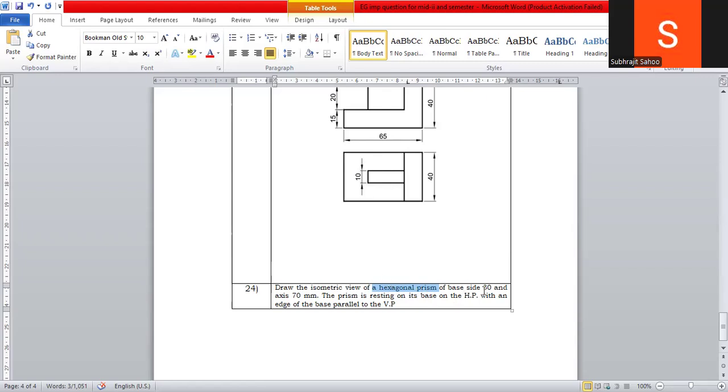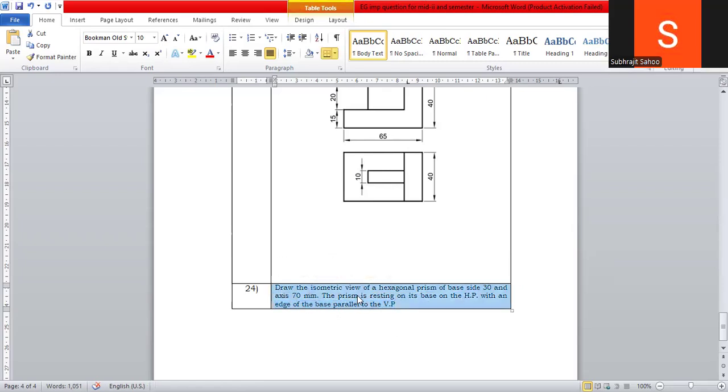So what is the dimension or measurement given? Side is 30 and height is 70. And the prism is resting on its base on the HP with an edge of the base parallel to VP. This sentence is very important. So observe how to draw this diagram.